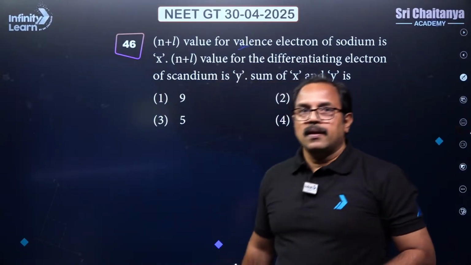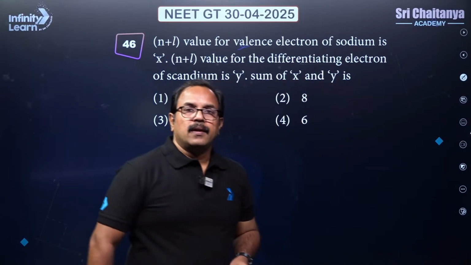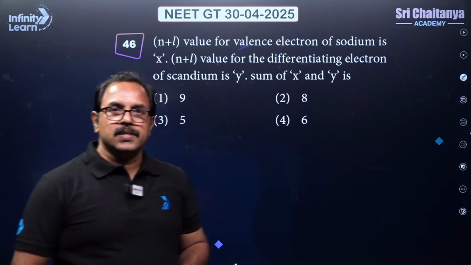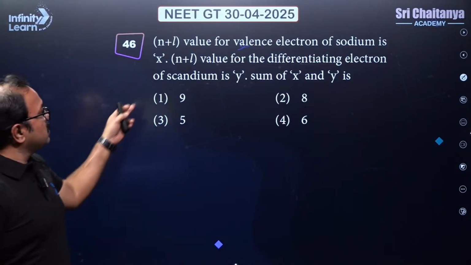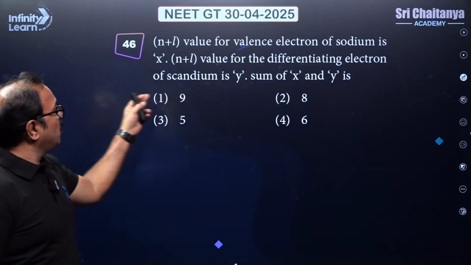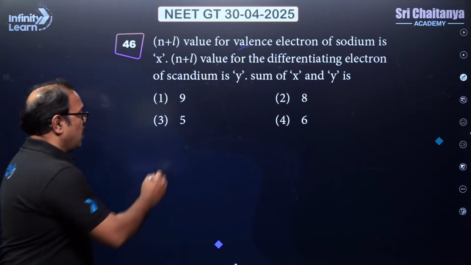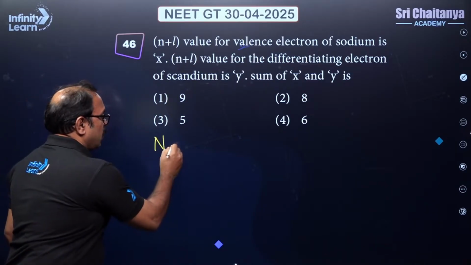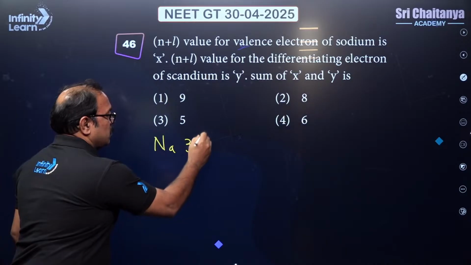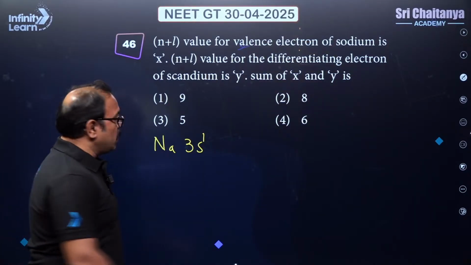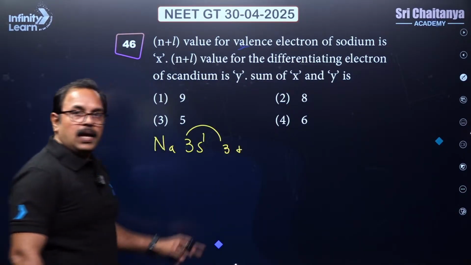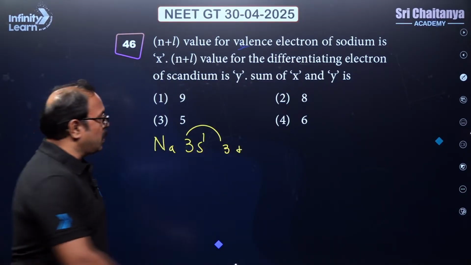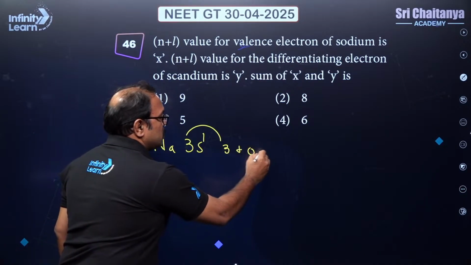Hello students, today we'll see the NEET grand test paper chemistry discussion. Let us see the first question. N plus L value for the valence electron of sodium is X. In the case of sodium, Na, you have 3s1. What will be the N value in this case? N value is 3 and the L value for s is 0. So therefore it is 3 here.